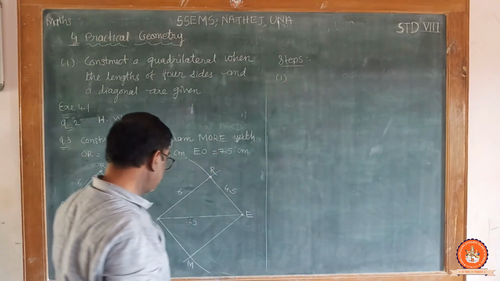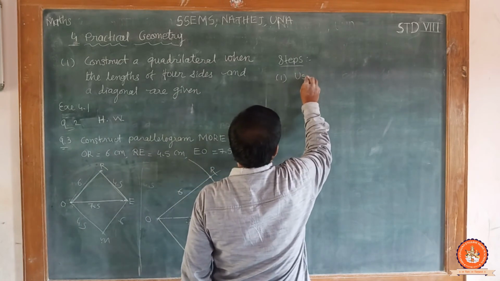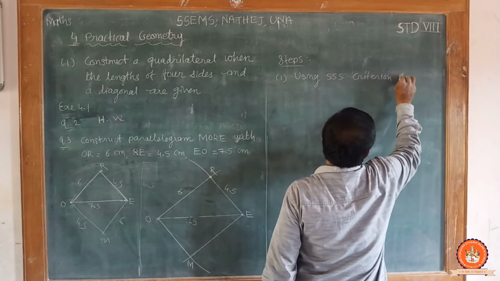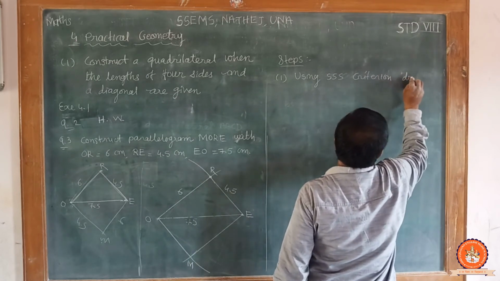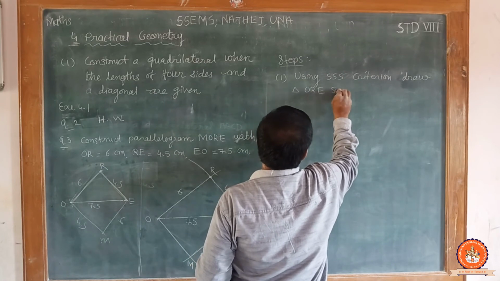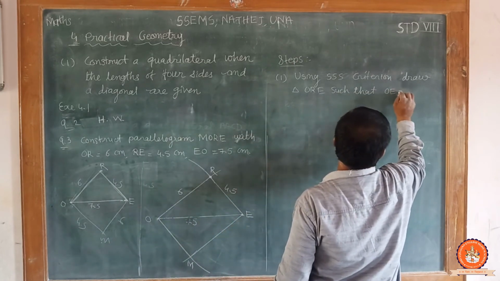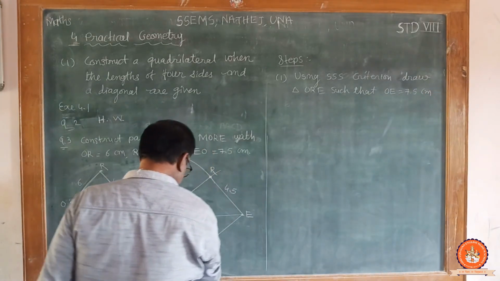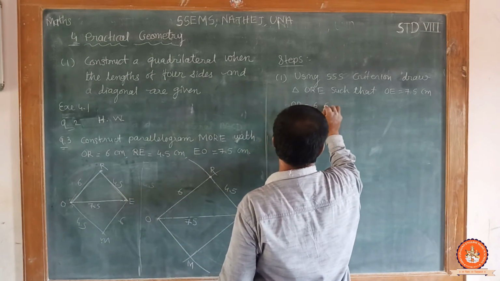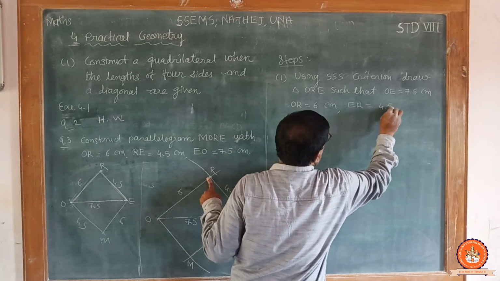Now we will write the steps. First of all, we have constructed triangle ORE using SSS criteria. So using SSS criteria, construct or draw triangle ORE such that OE is equal to 7.5 centimeters. Here OE is equal to 7.5 centimeters. Then OR is equal to 6 centimeters and ER is equal to 4.5 centimeters.